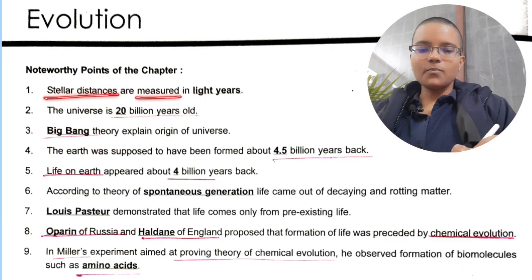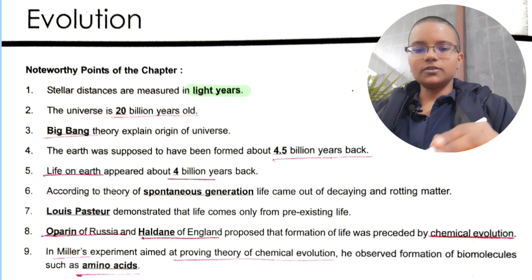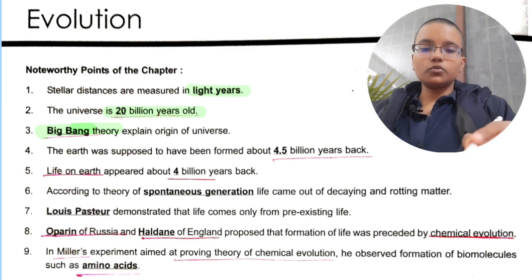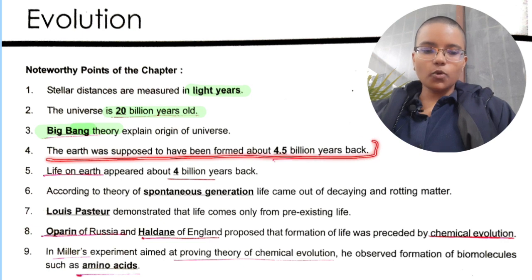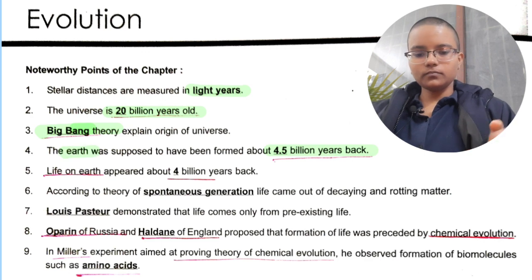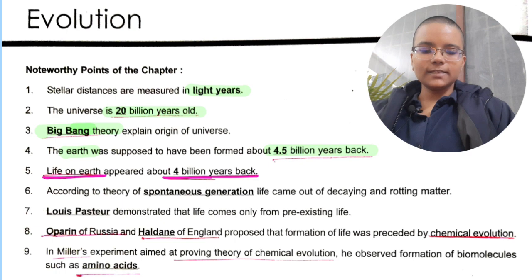Stellar distances are measured in light years. The universe is 20 billion years old. The Big Bang theory explains the origin of the universe. The earth was supposed to have been formed 4.5 billion years back. Life on earth appeared about 4 billion years back.